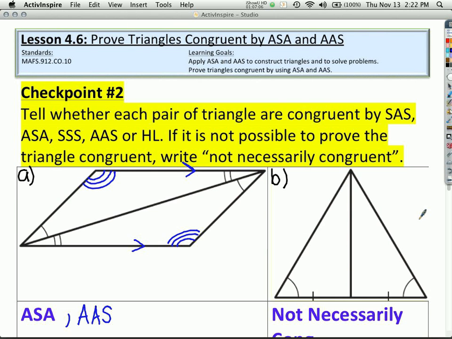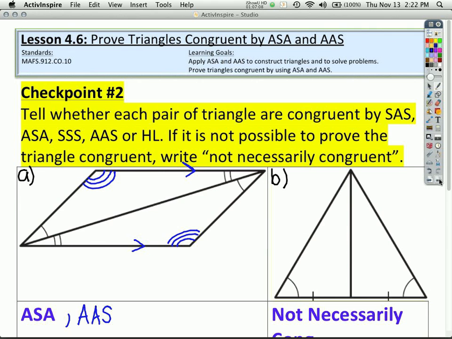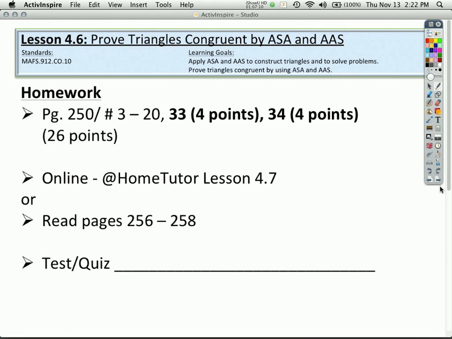Okay? We are going to get back to the other checkpoint, but I would like to give you your homework. Your homework is on page 250, numbers 3 through 20, and number 33, which is a 4-point proof, and number 34, which is a 4-point proof. It's a total of 26 points.